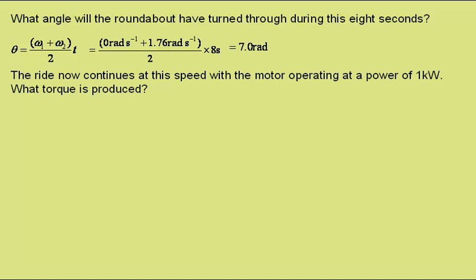The ride now continues at this speed with the motor operating at a power of 1 kilowatt. What torque is produced? Well, power is equal to torque times angular velocity. So torque is equal to power over angular velocity. Putting in the values gives a torque of 570 Newton meters.